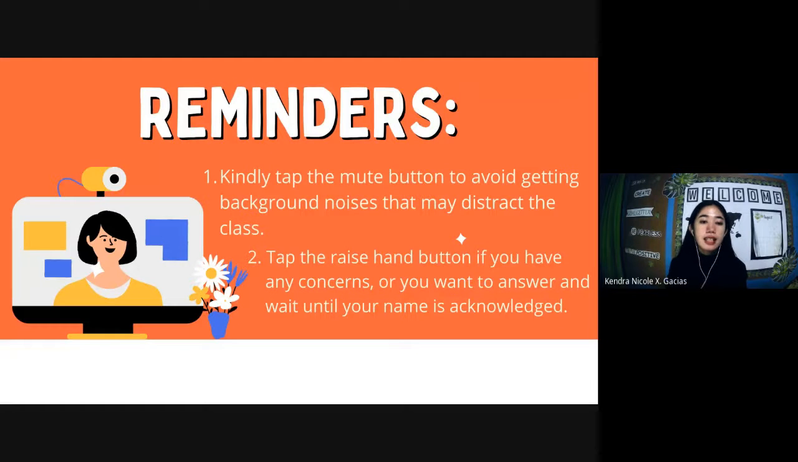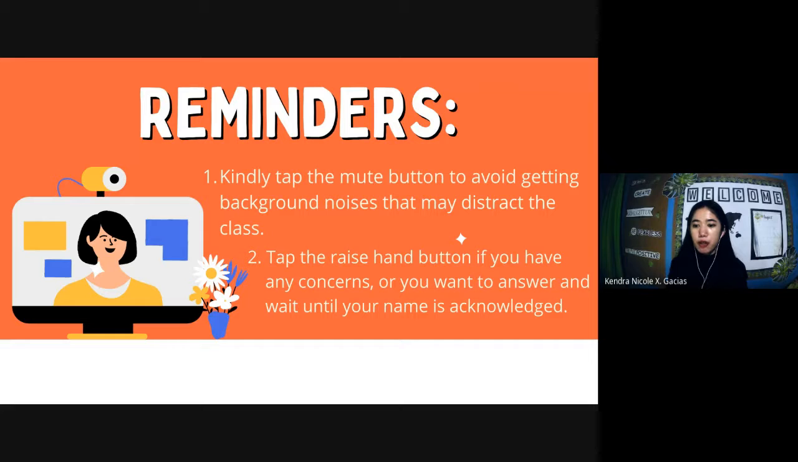Okay, so the first one is kindly tap the mute button to avoid getting background noises that may distract the class. So for those students who are experiencing technical problems or their internet connection is fluctuating as of the moment, you may type in your answers on our Google Meet chat box. And the second reminder is tap the raise hand button if you have any concerns or you want to answer, and then wait until your name is acknowledged. Is that clear, class? Yes, ma'am. Okay, thank you for that.